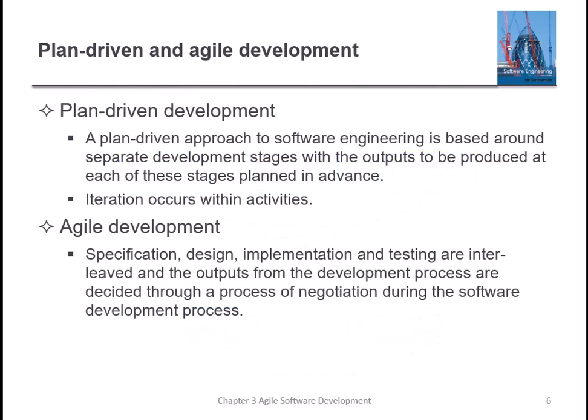The plan-driven development approach to software engineering is based around separate development stages, with the output to be produced at each of these stages planned in advance. Iteration occurs within these activities. In agile development, specification, design, implementation and testing are interleaved, and the outputs from the development process are decided through a process of negotiation during software development.